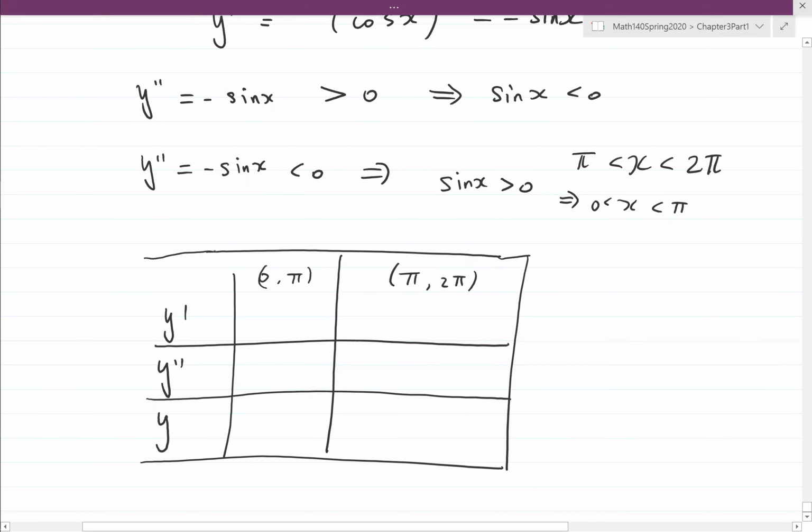Okay, I need to make more. Yeah, there should be more part.